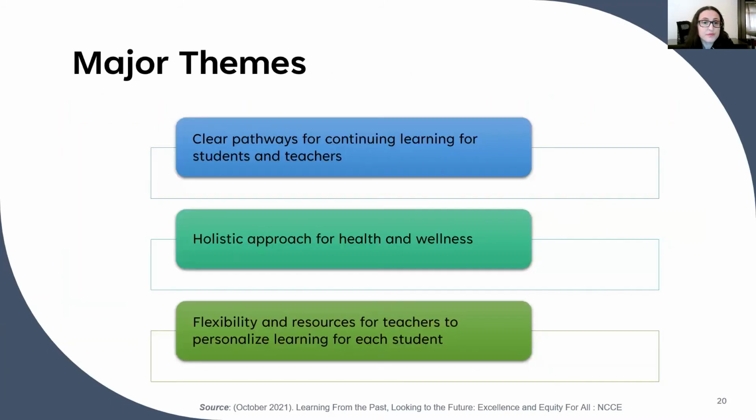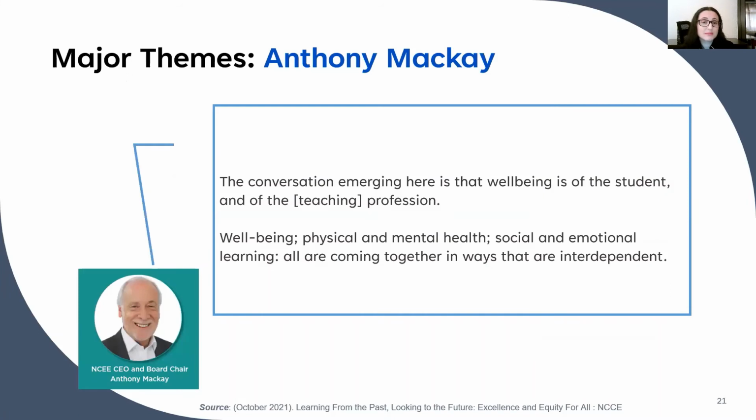So the major themes that were brought, there were mainly three, and these involve both teacher professionalism and well-being and the whole child education. And they are the clear pathways for continuing learning for students and teachers. And this is through, for example, the pre-service preparation, professional development, peer-to-peer coaching, and sharing, etc. Holistic approach for health and wellness. And this is definitely when every teacher and every child can access all types of health, the physical health, mental health, wellness services provided in the school. Flexibility and resources for teachers to personalize learning for each student. And here definitely it means enabling the teachers to meet the diverse needs of their learners. Because this will create autonomy that we are all speaking about and which is fundamental now in the new learning processes.